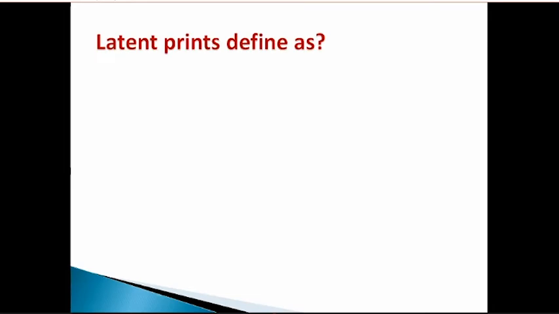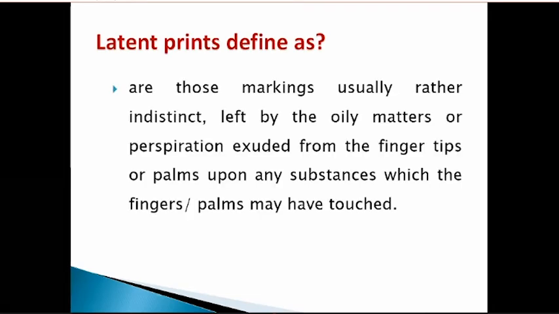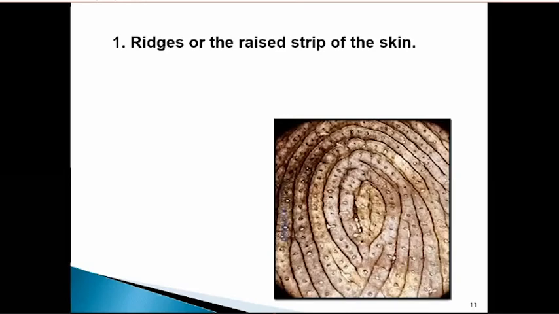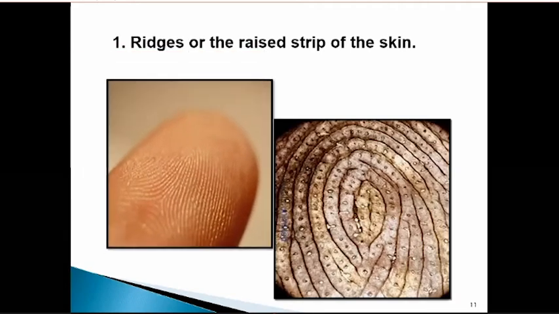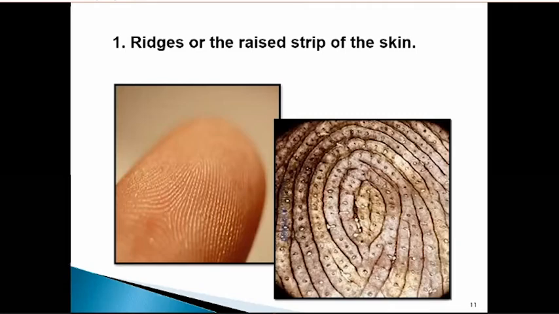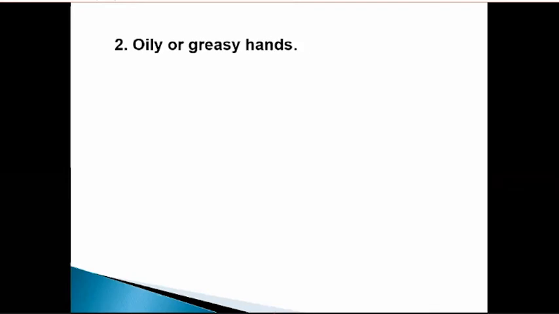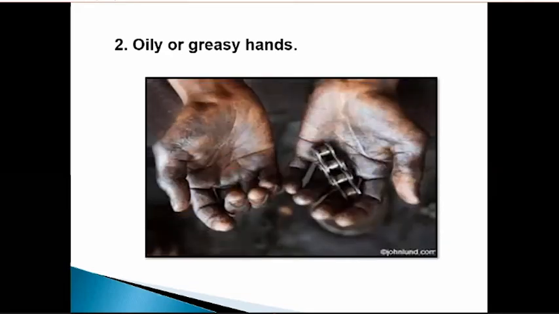So kailangan natin hanapin. So that is defined as those markings usually rather indistinct, left by the oily matters or perspiration exuded from the fingertip or palm upon any substance which the finger or the palm may have touched. We have the causes of markings. Of course, yung ating ridges, yan yung unang-una. Siyempre, pag walang ridges, wala tayong makukuhang marking. Yung mga butas-butas na yan, that is the pores, kung saan lumalabas yung ating perspiration. Another is by means of greasy hand. Oily or greasy hand. Once na yan ay nakahawak sa isang bagay, yung fingerprint niyan magmamark.